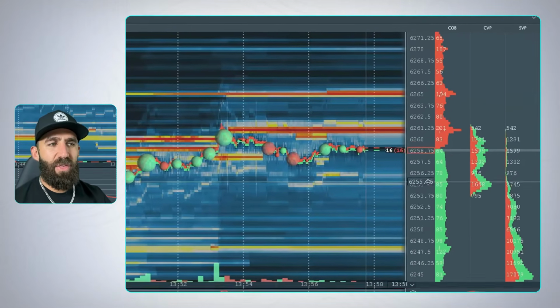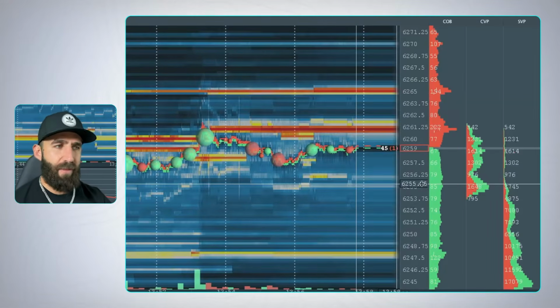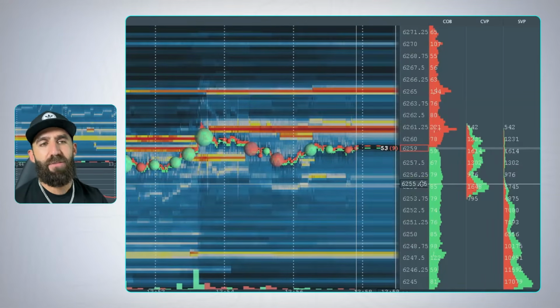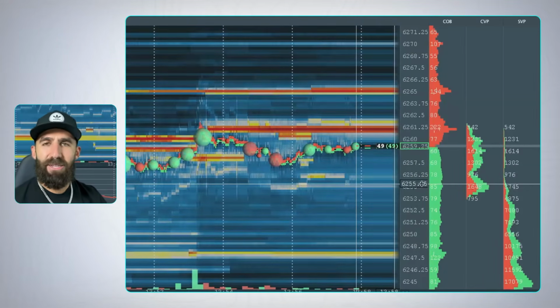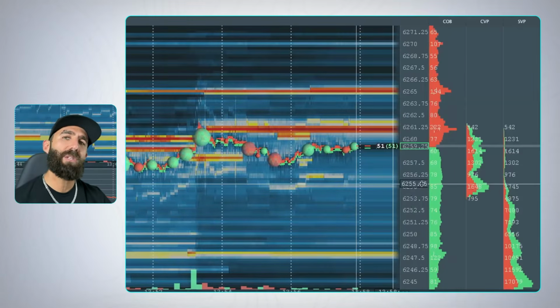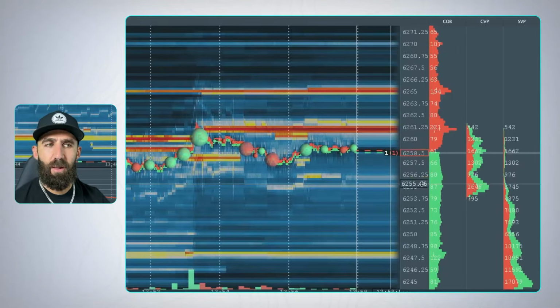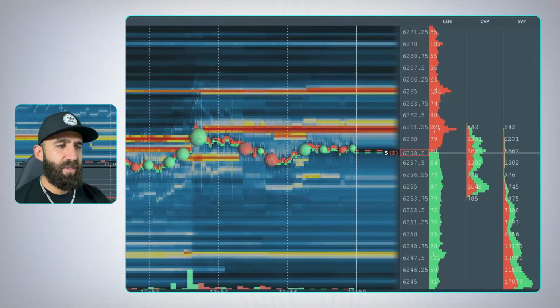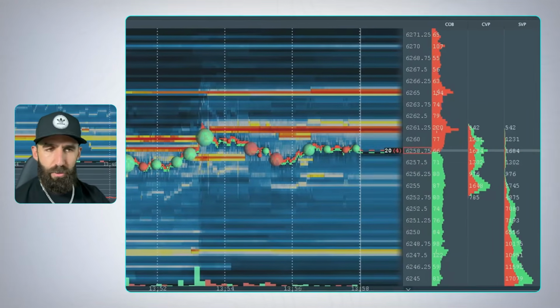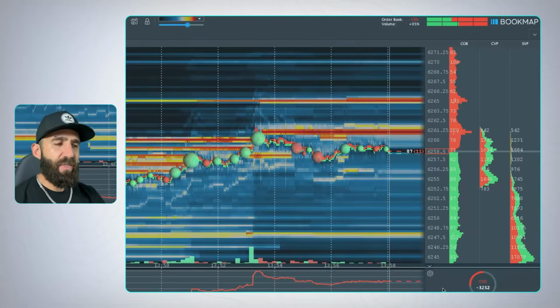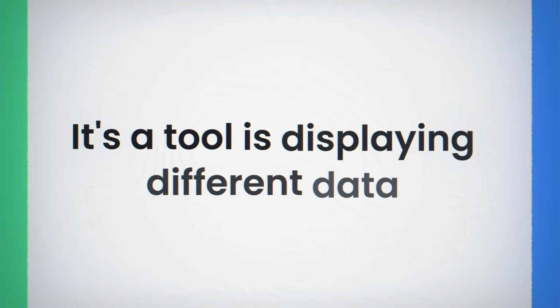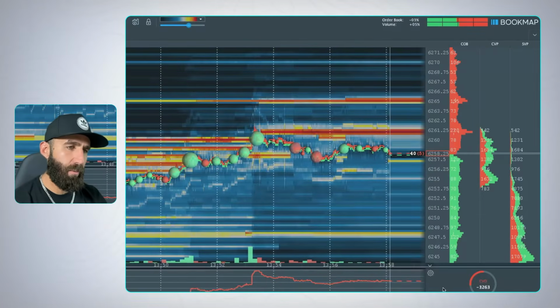Because again, this is liquidity in the market, live liquidity. We're looking at the order book by way of a heat map here. We can't see that in current price that's printing and in historical price action, market structure, and volume. That's just not available. So unlike most indicators, this is not another combination of those three things. This is new information. It's a tool that's displaying different data, which I find helpful.